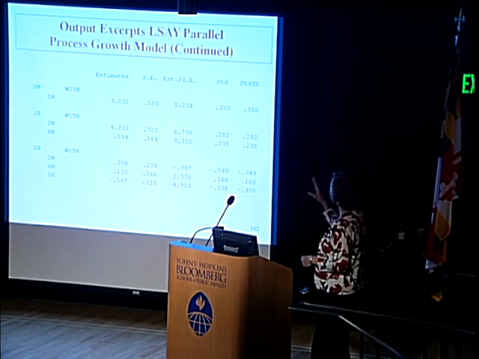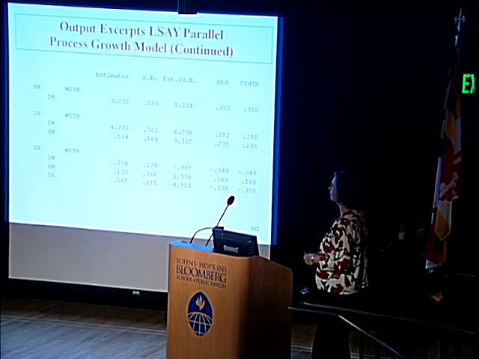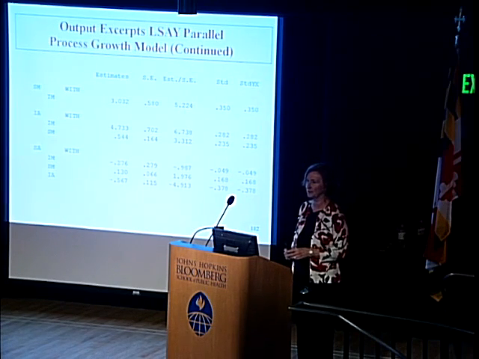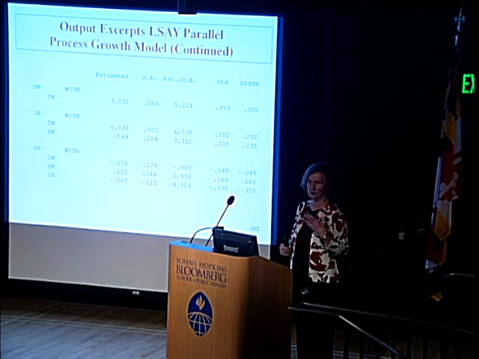So this is how one would look at a parallel process growth model and what one would be interested in getting out of it. You get out the relationship between the two processes, and you see also how the variation in the process is explained by covariance.